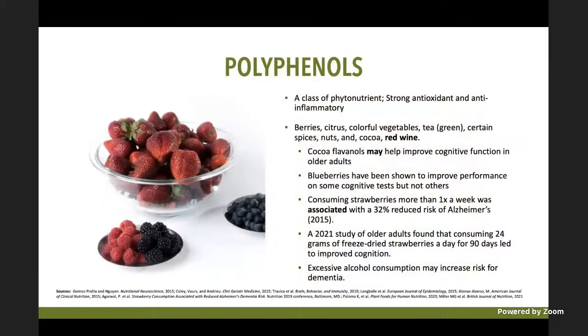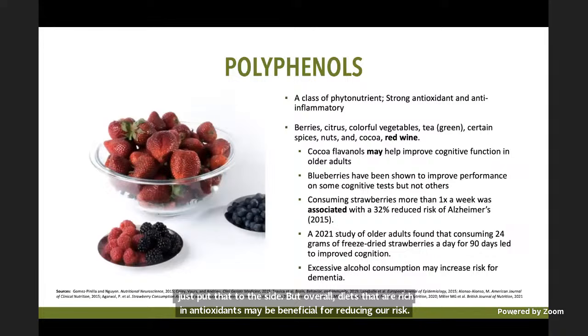Another component is phytonutrients, sometimes called phytochemicals. Research has shown that these chemical components in many of our foods have both antioxidant and anti-inflammatory benefits. One that's looked at quite a bit right now is polyphenols, a category of phytonutrients. We find them in berries. You're going to hear me say berries more than once in my session. Also citrus fruits, colorful vegetables, think dark green and red and orange, green tea, some spices, nuts, cocoa, for those of you who like dark chocolate, here's a plus for that, and even red wine.